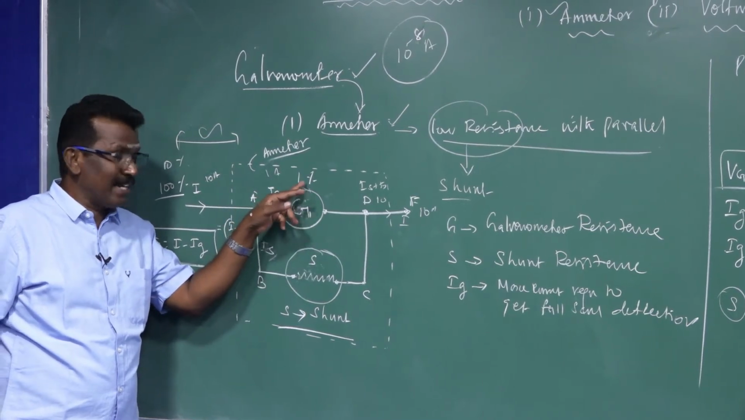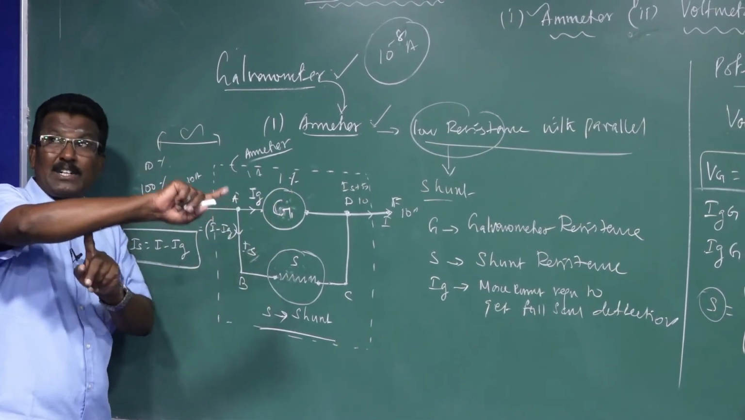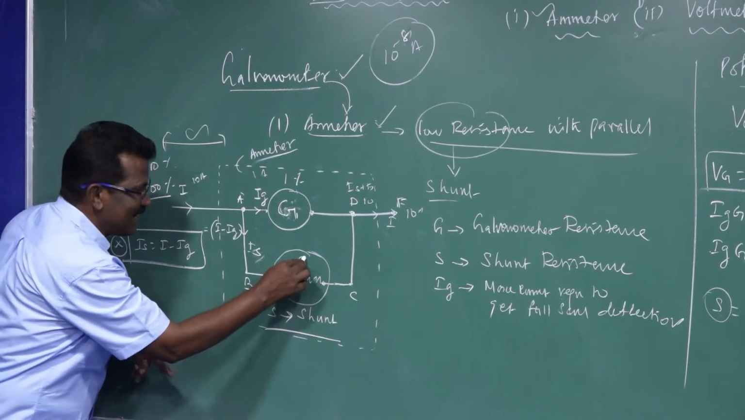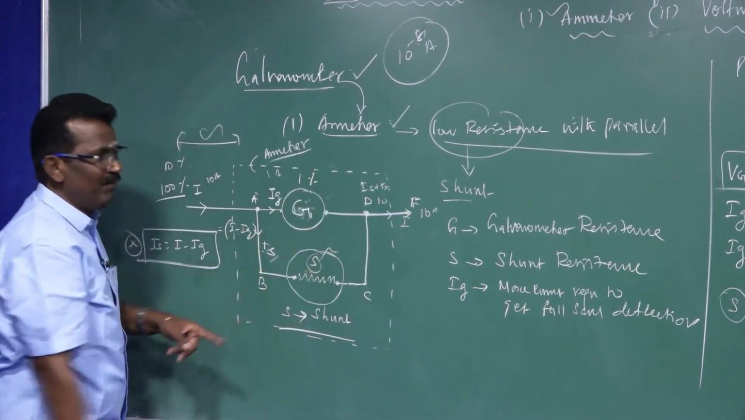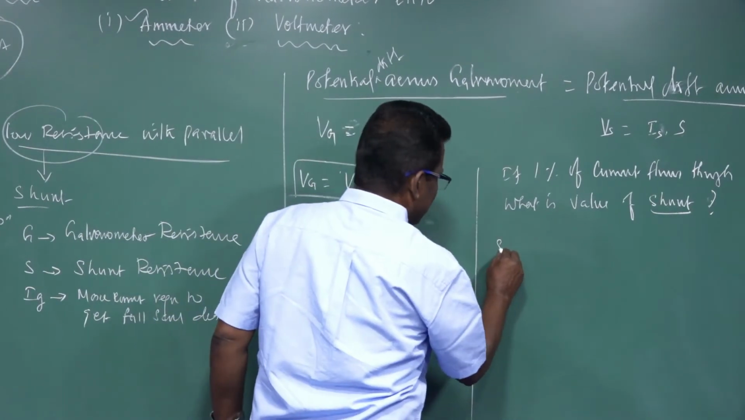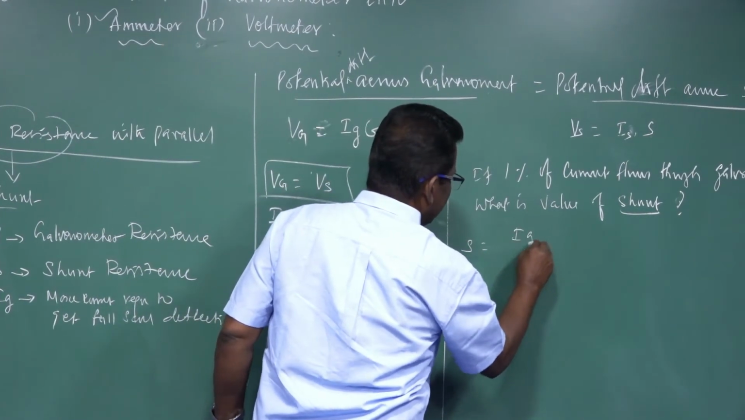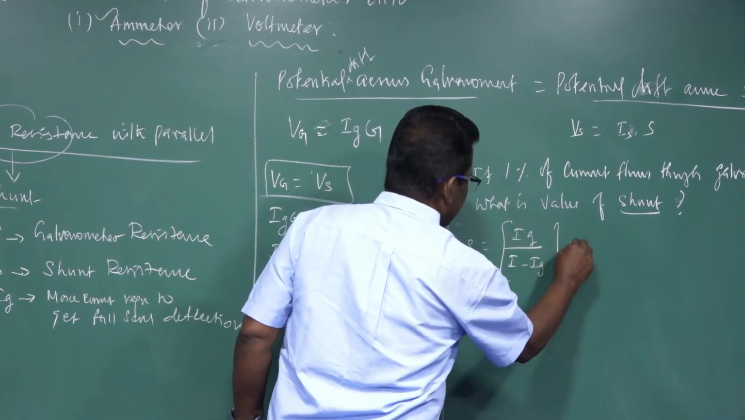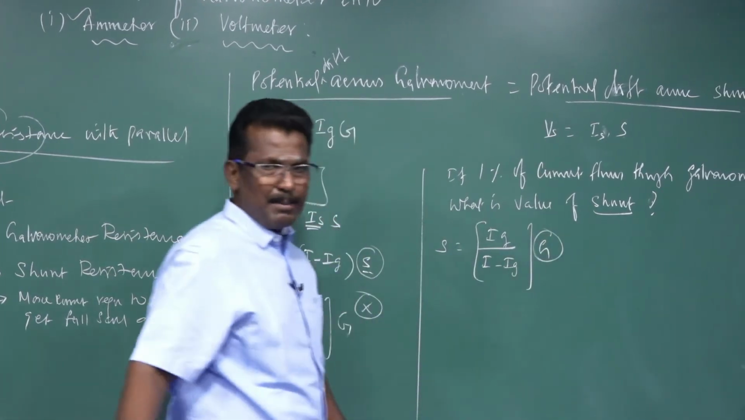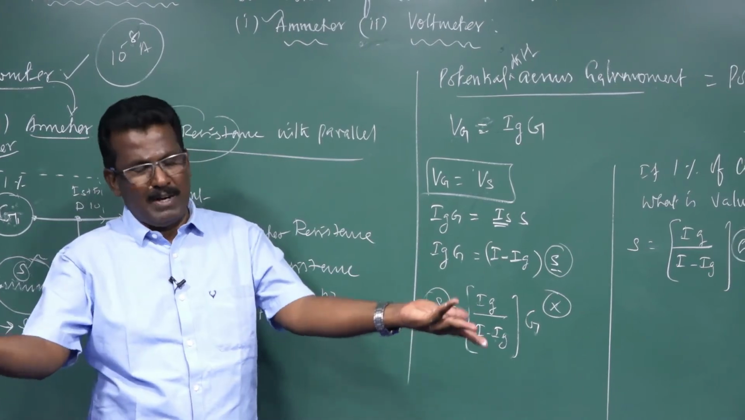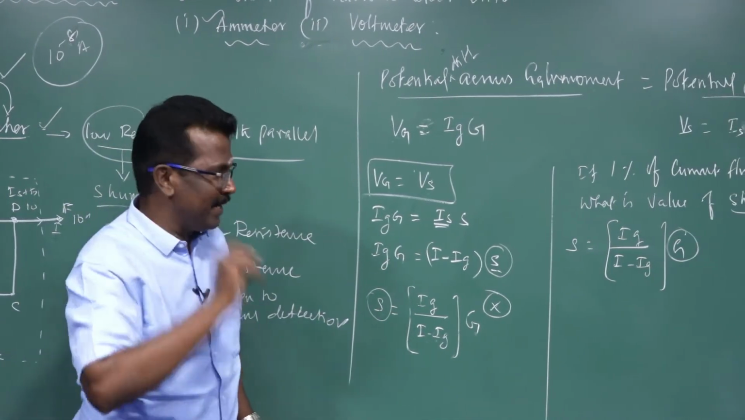So 1% is the current enough to deflect a full scale of the Galvanometer. The remaining current flows through the shunt. What is the value of the shunt? We can find out the value of the shunt. So the formula S is equal to Ig divided by I minus Ig, into G. G represents the Galvanometer resistance. It may be 100 ohm, 10 ohm, 99 ohm, whatever. So G represents the Galvanometer resistance.